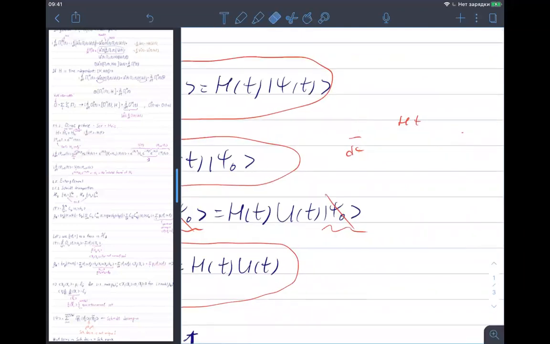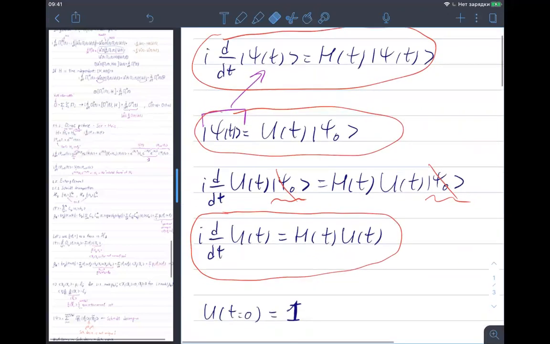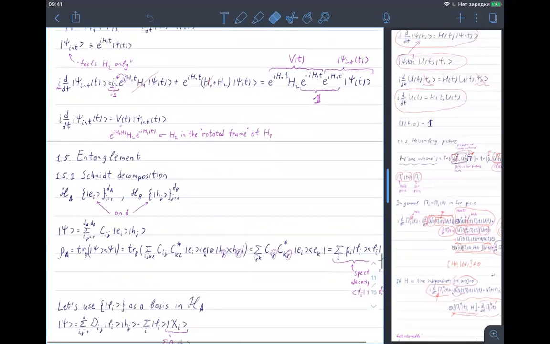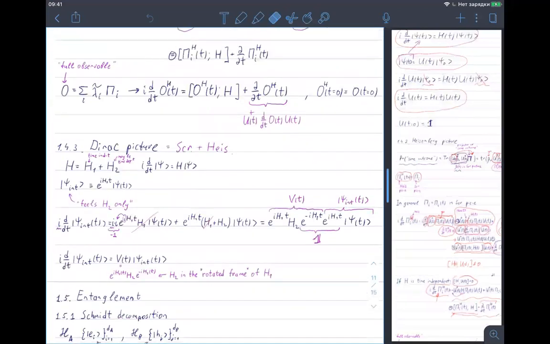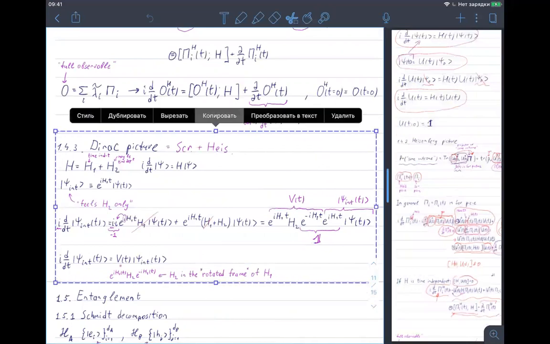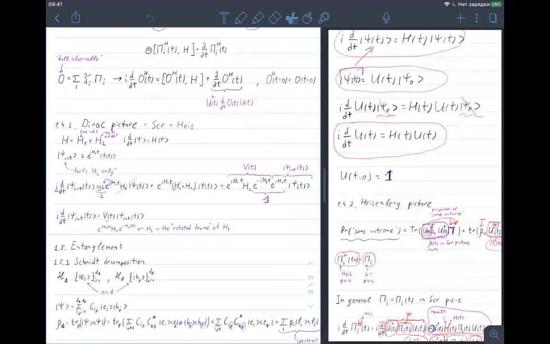Any questions? No. Okay. Well, the final story on these evolution pictures. It's also well known, I hope. The well-known story about what is called the Dirac picture or interaction picture. So let me copy it from the basic notes.